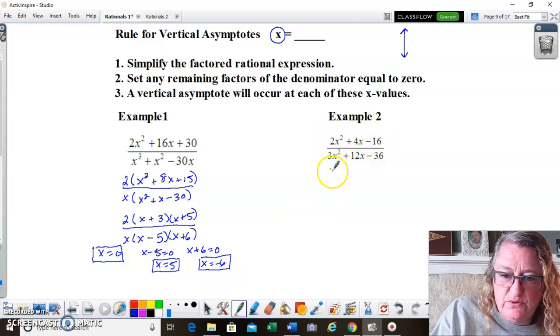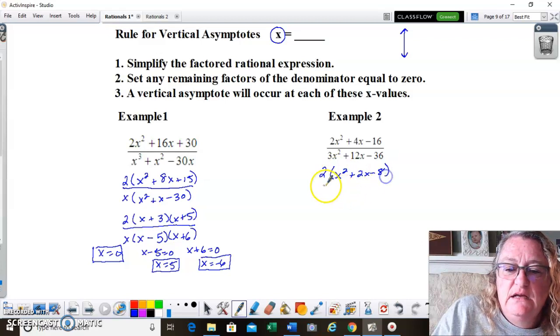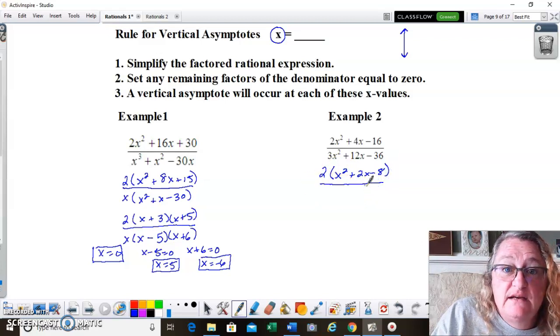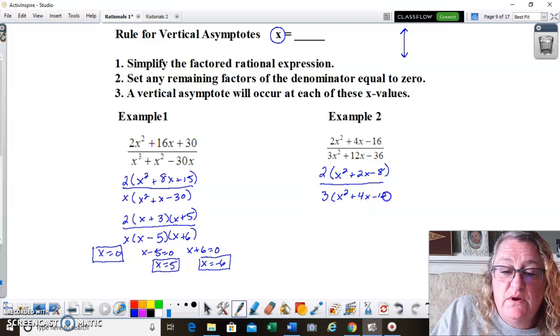We're going to factor the numerator. I see a 2 in everything. Remember, common factor has to come out first. So I've got 2 times x squared plus 2x minus 8. In the denominator, I see a common factor of 3. So 3 times x squared plus 4x minus 12.